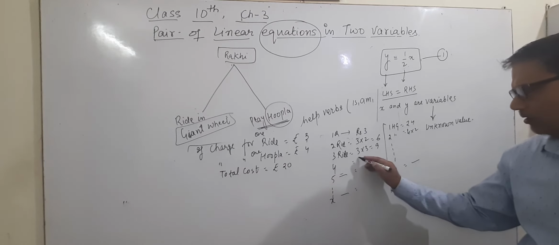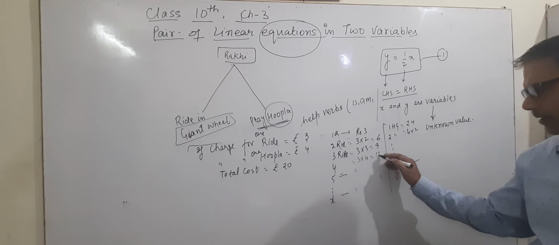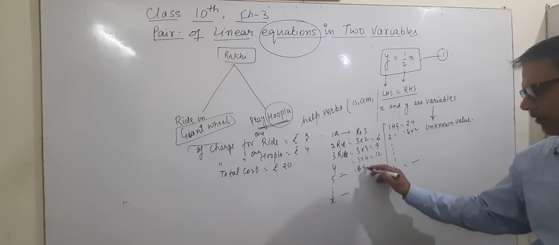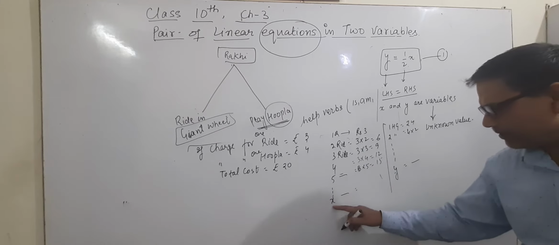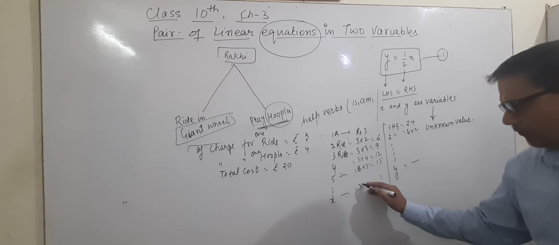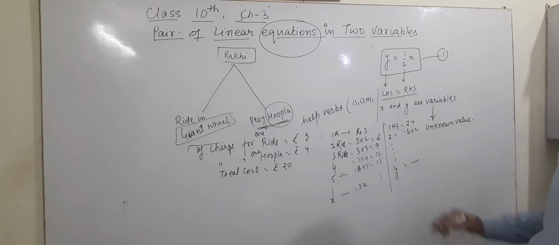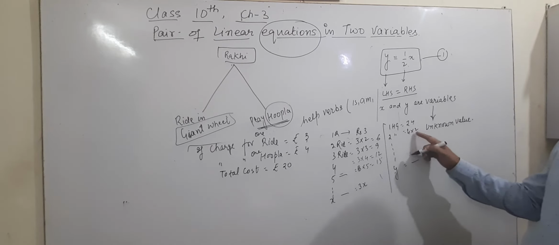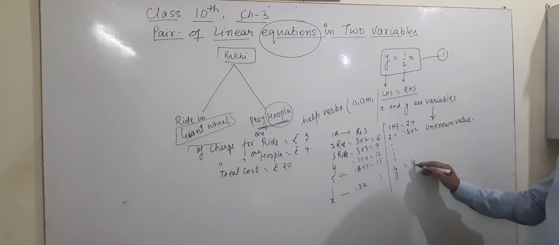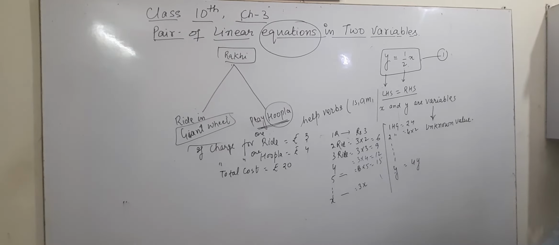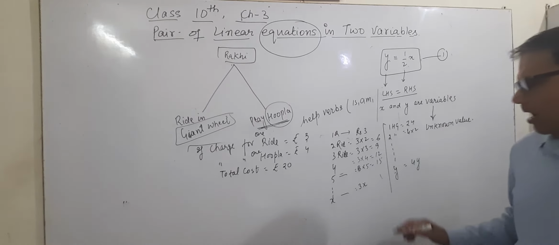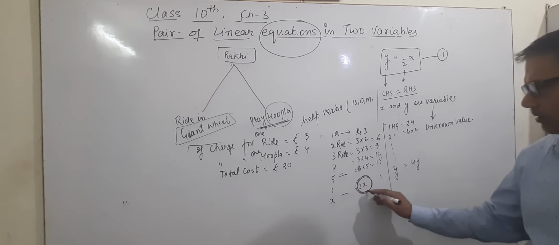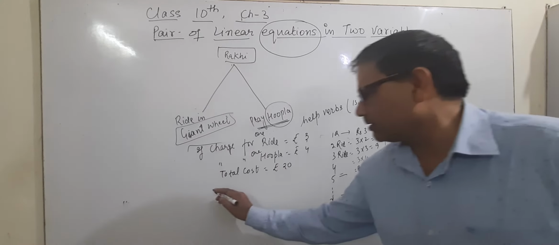For 4 rides, 3 into 4 is equal to 12. For 5 rides, 3 into 5 is equal to 15. And for x rides, it is 3x. And for 1 hoopla game rupees 4, 2 hoopla games rupees 8, and for y hoopla games 4 into y. That means the money I spend on the giant wheel is 3x.